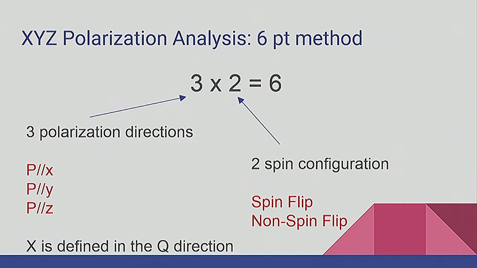So 3 times 2 equals 6, and the 3 corresponds to the polarization. We can polarize the neutron parallel to the x direction, y direction, or z direction. And here x is defined along the Q direction, the momentum transfer direction. And the 2 here corresponds to 2 spin configurations, which means you can have the spin flipped, or you can have the spin non-flipped, which means up generated and up detected, or down generated, down detected. Both of them are non-spin flip.